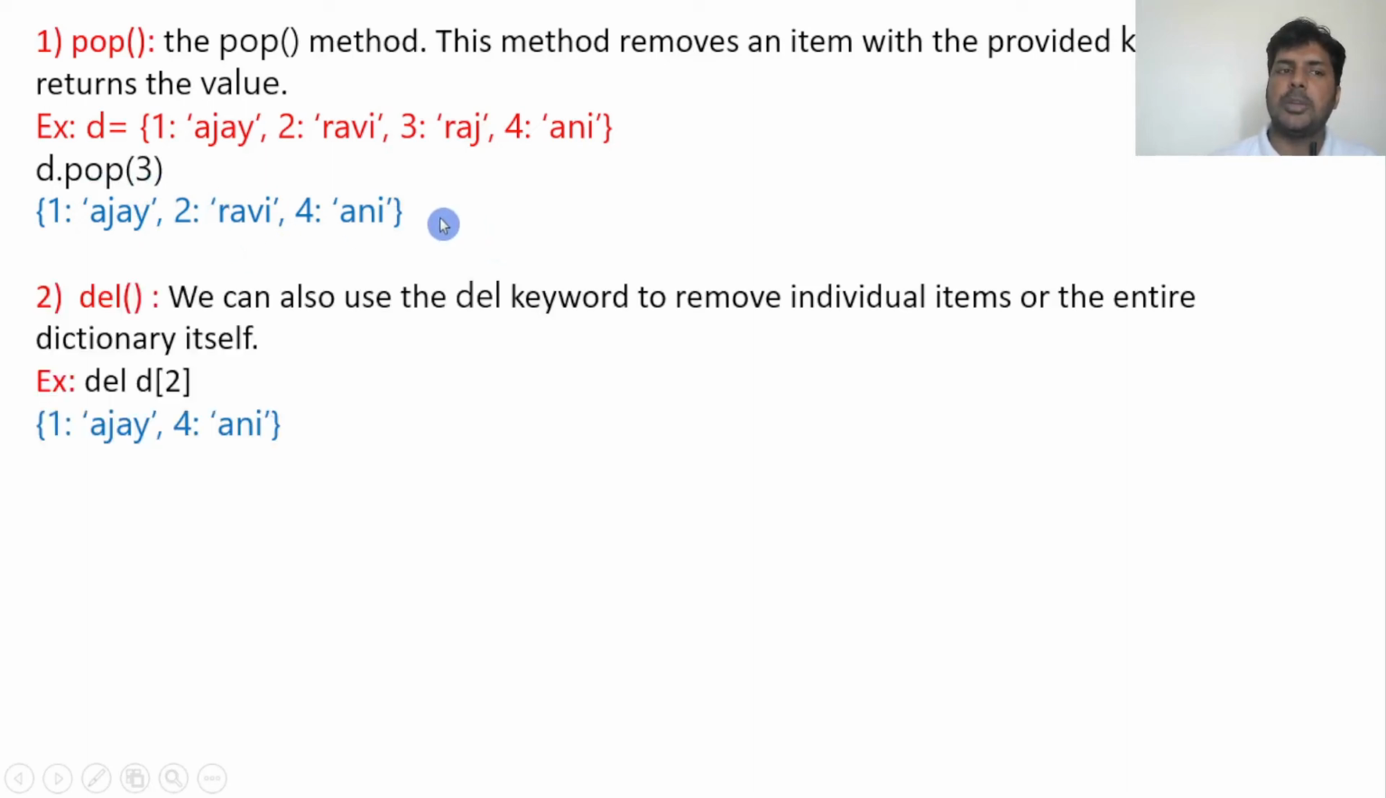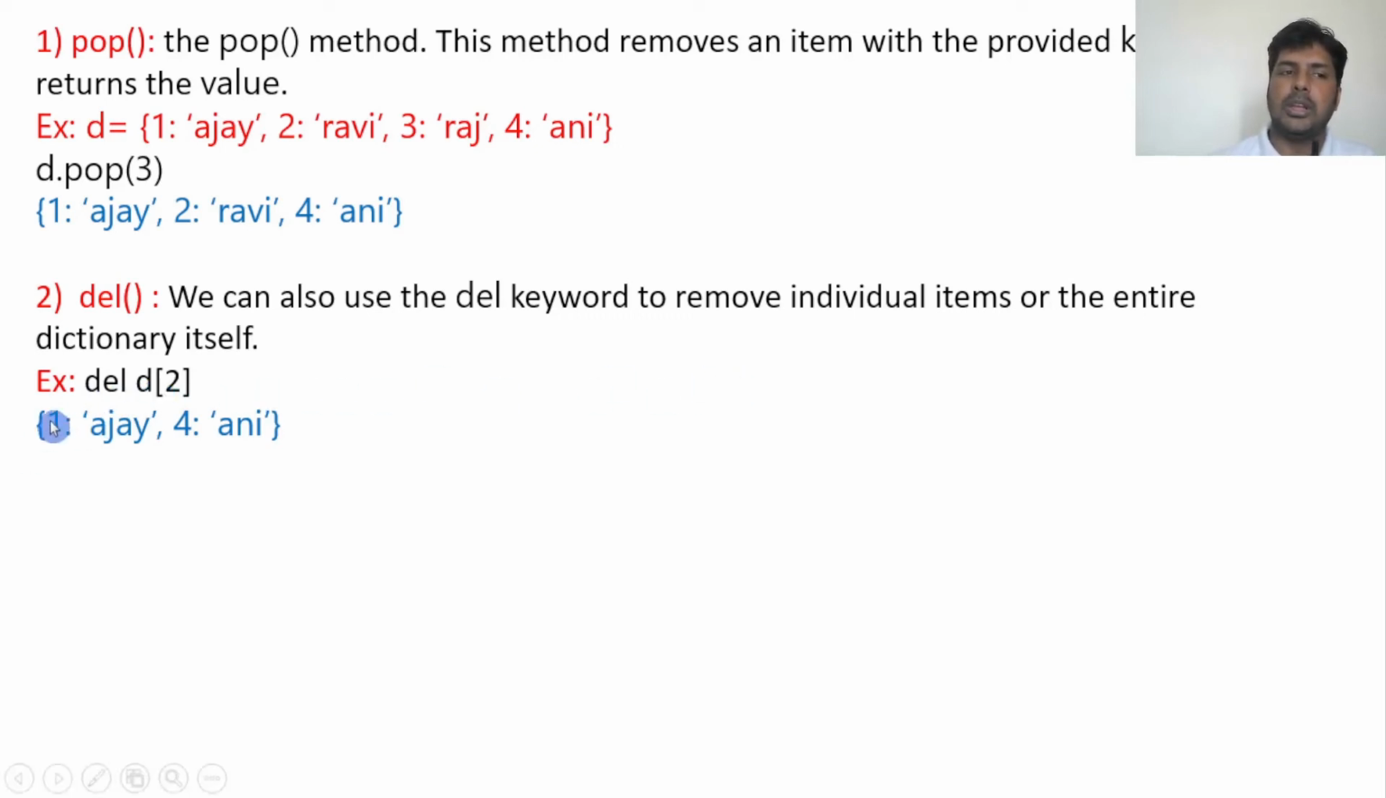Same way we have another method called del. Okay, del will also remove the individual elements. But the difference between pop and del is, when you are using pop, you will use curly brackets and you will say 3. Both will remove a single element, but del will also remove the whole dictionary.